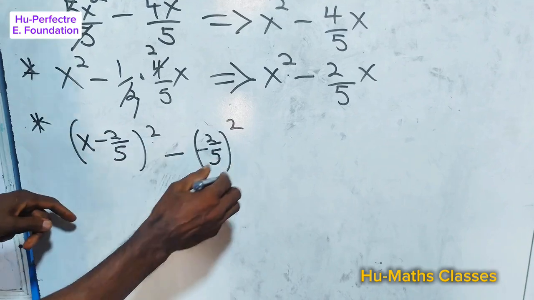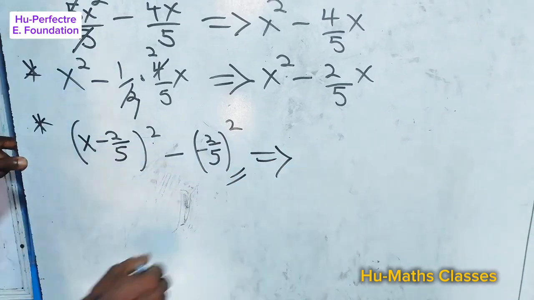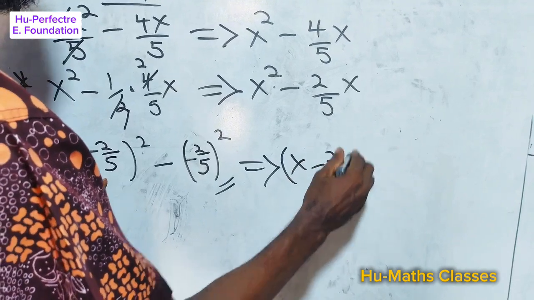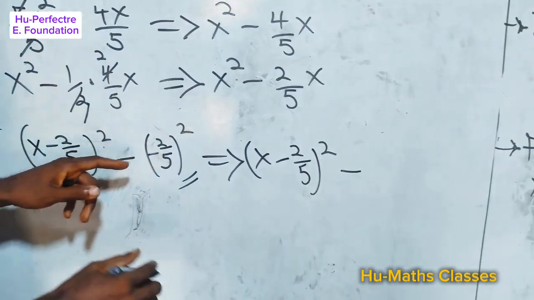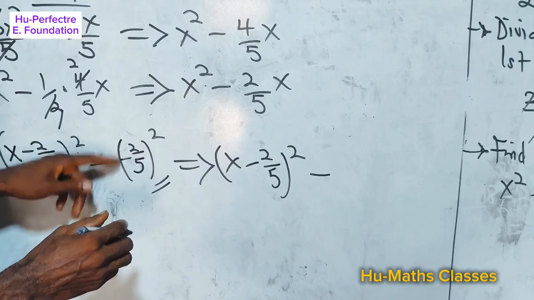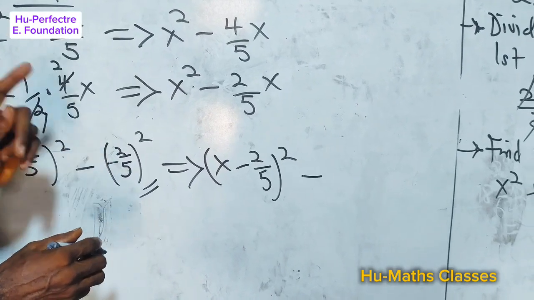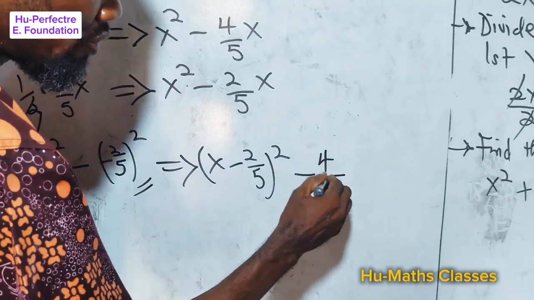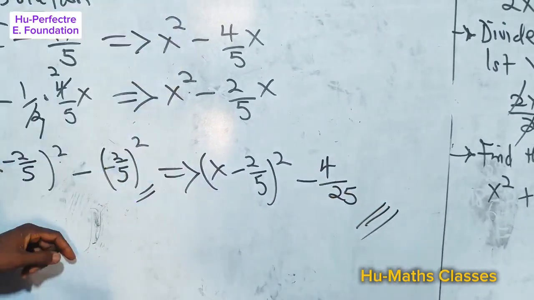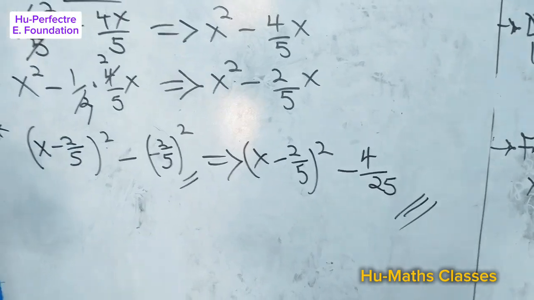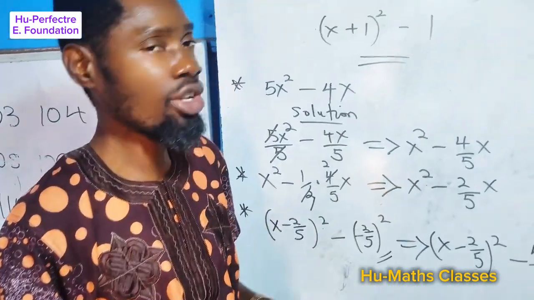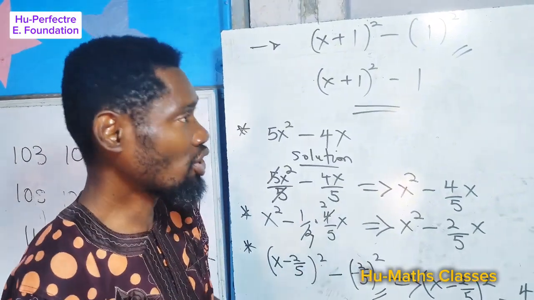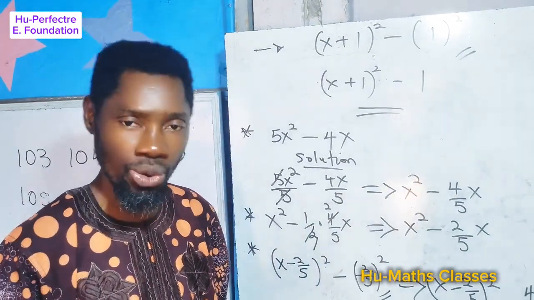This has become a perfect square, but we can advance it further by solving. Here we have x minus 2 over 5 all squared minus, if you open up this bracket, minus 2 over 5 times minus 2 over 5 will give us a plus result, which is plus 4 over 25. So here is the perfect square. In our next class, we shall be dealing with a method known as the completing the square method, which will just be an extension of perfect square. So see you in our next class.